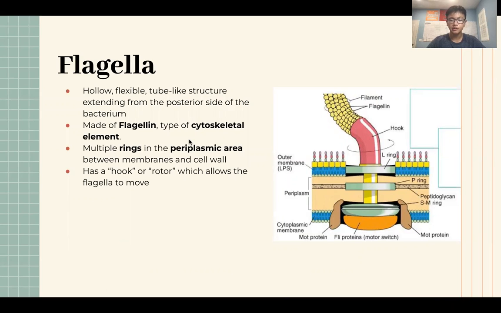So the flagella, here's a bit about its structure. It's very hollow, it's a filament, and it's made of a protein called flagellin, which is a type of cytoskeletal structure. A video from CCI iGEM should explain more about what a cytoskeletal element is, but essentially it's made from flagellin, hence its name. There's a periplasmic area between its membranes which stores a ring and various proteins that help it anchor to the cell. And it has a hook which allows it to move its tail. So it's actually not moving by itself, it's because the hook is rotating.